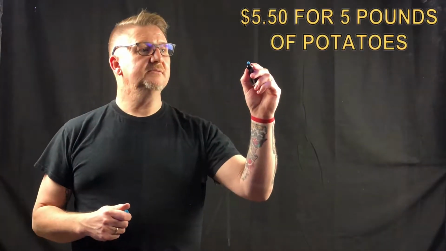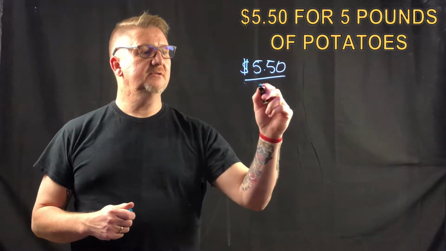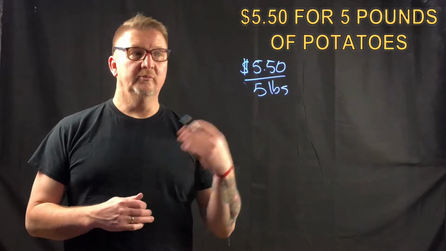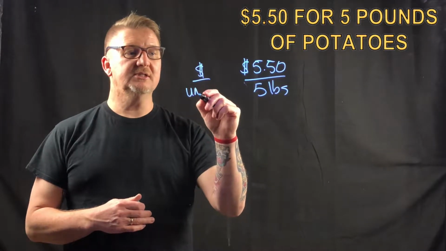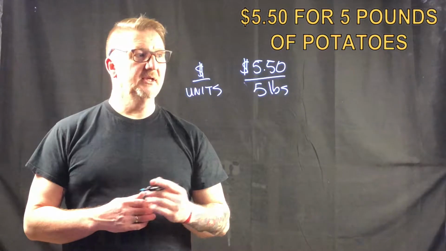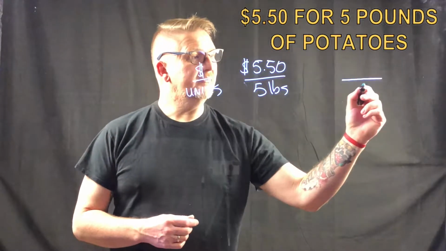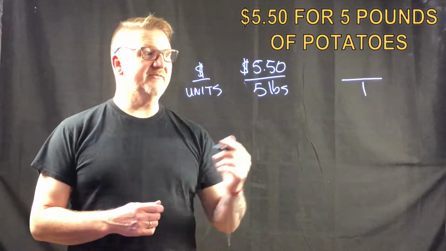Our second example that we talked about was $5.50 for 5 pounds of potatoes. Remember in the last video I told you whenever you were dealing with money, money goes on top, units go on the bottom. All right? So $5.50 for 5 pounds. What I want to know with my unit rate is how much is 1 pound of potatoes. So I have to figure that out.